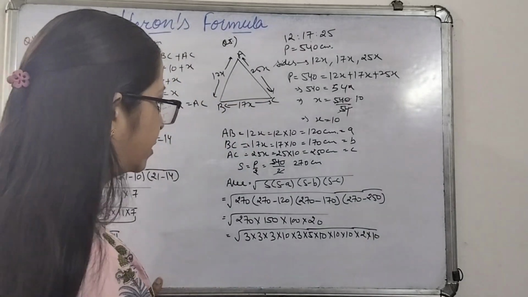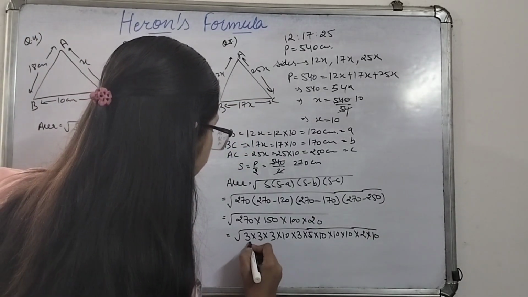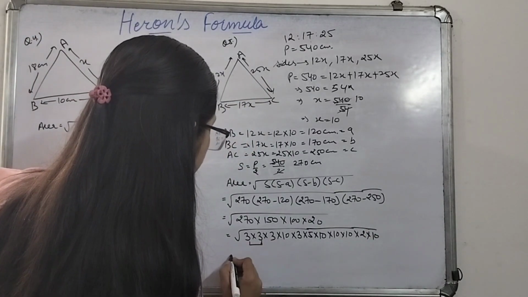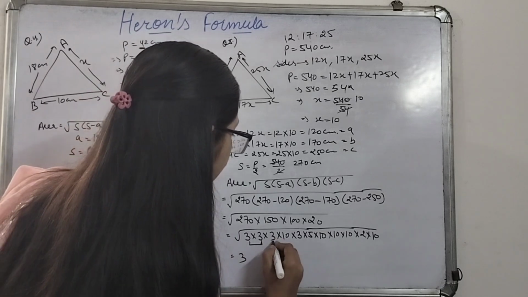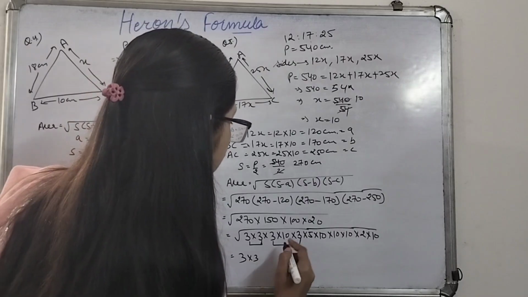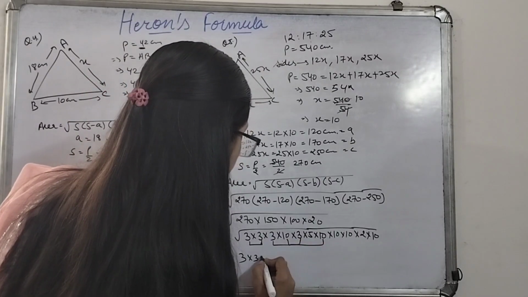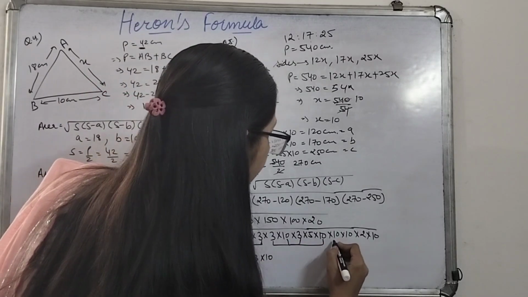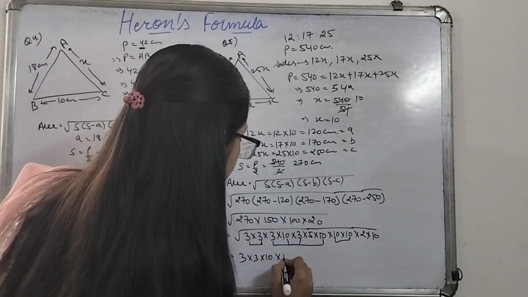Now make the pairs. Over here we can see it is one pair. We can take it out. Here also one more pair of 3, so we have taken one more 3 out. From these two tens we have taken 1 ten out. From these two tens we have taken 1 ten out.